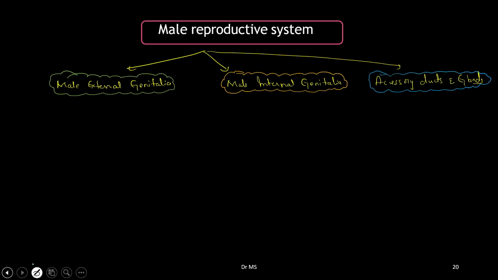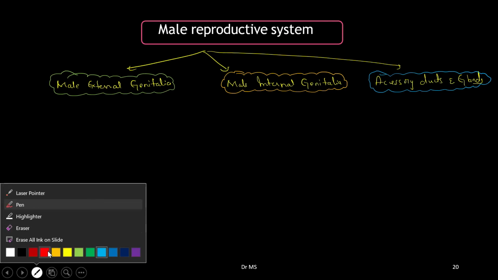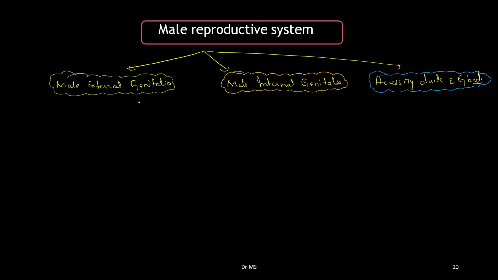So what comes under male external genitalia? Just now we saw: the scrotum and penis. What will come under male internal genitalia? That's nothing but the testes. And what will come under accessory ducts and glands? It's the sperm ducts: the epididymis, vasa efferentia, vasa deferentia, all those, rete testis. So sperm ducts and glands come under accessory ducts and glands. Clear? So let's see the anatomy of these testes.